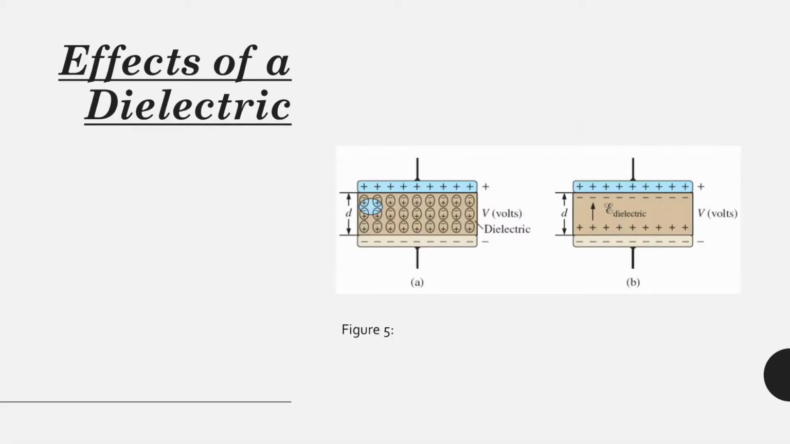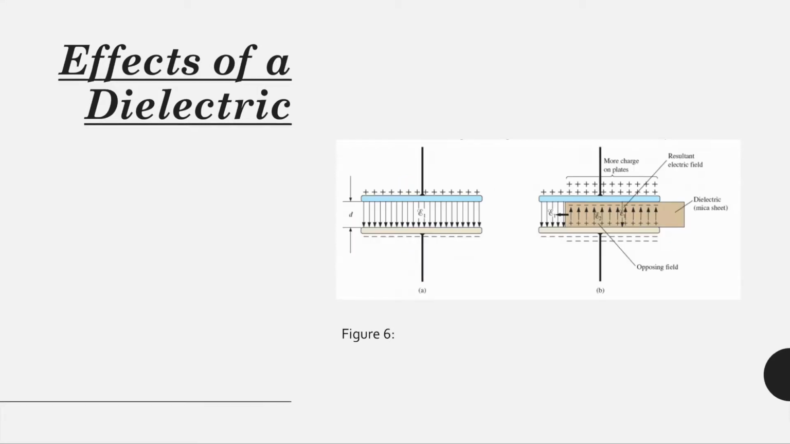Dielectric. Effects of a dielectric. The dielectric affects the field distribution between the plates of the capacitor by increasing the alignment of dipoles between the plates, therefore creating a stronger electric field within the capacitor. This can be seen in Figure 5. The presence of a dielectric allows for a higher charge in comparison to an air capacitor. This can be seen in Figure 6.